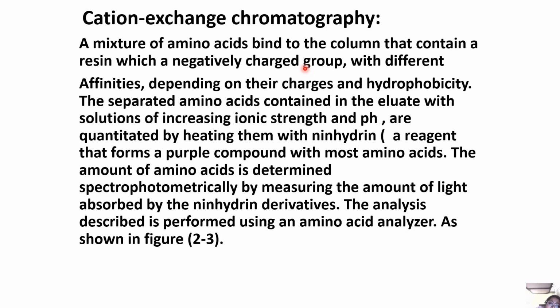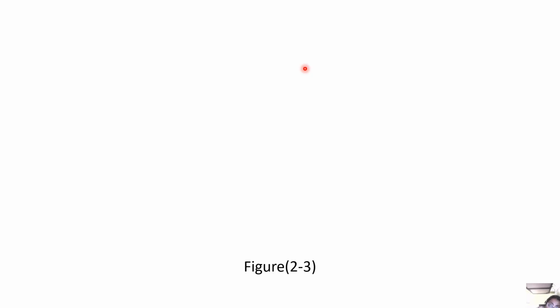The separated amino acids, eluted with solutions of increasing ionic strength and pH, are quantitated by heating them with ninhydrin, a reagent that forms a purple compound with most amino acids. The amount of amino acids is determined spectrophotometrically by measuring the amount of light absorbed by the derivatives. The analysis described is performed using an amino acid analyzer, as shown in this figure.